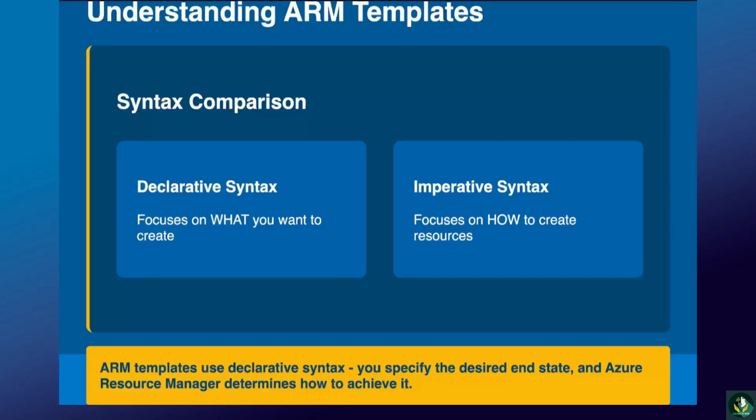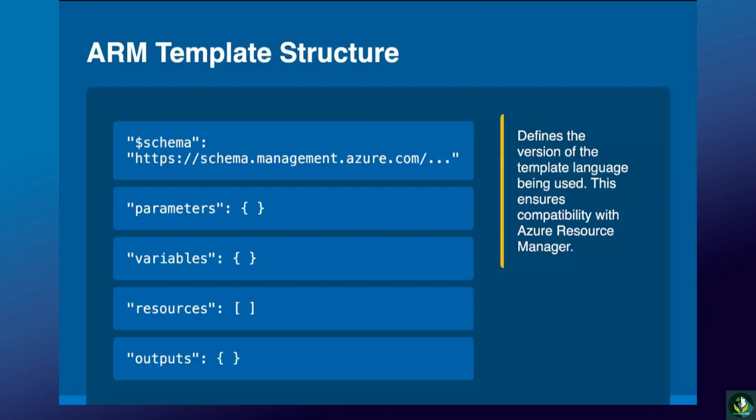So how do ARM templates work? Let's take a look at my next slide and see the ARM template structure. So the Azure Resource Manager template structure follows a clear and organized format. As I've said, the template uses JSON syntax to define the infrastructure components and their configurations.